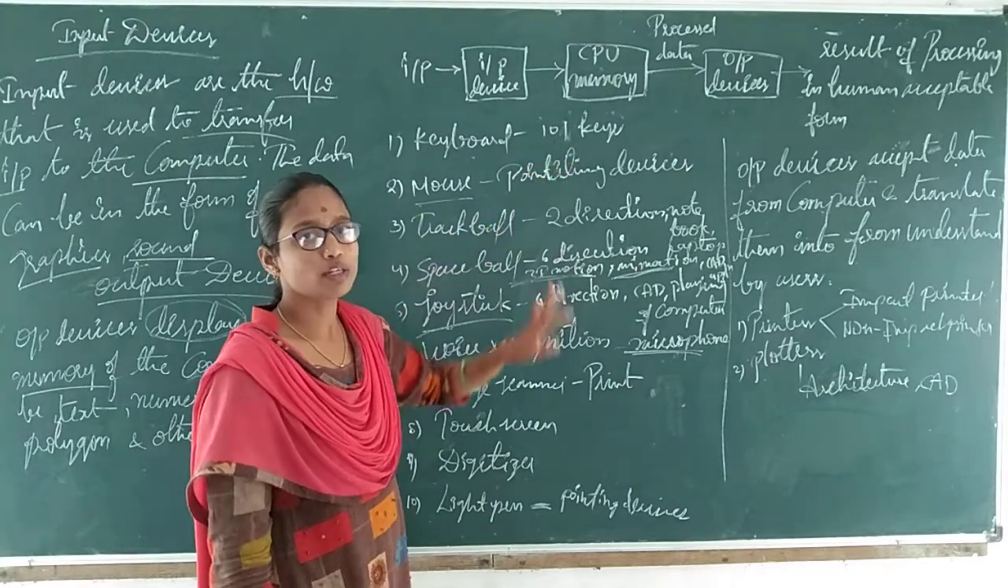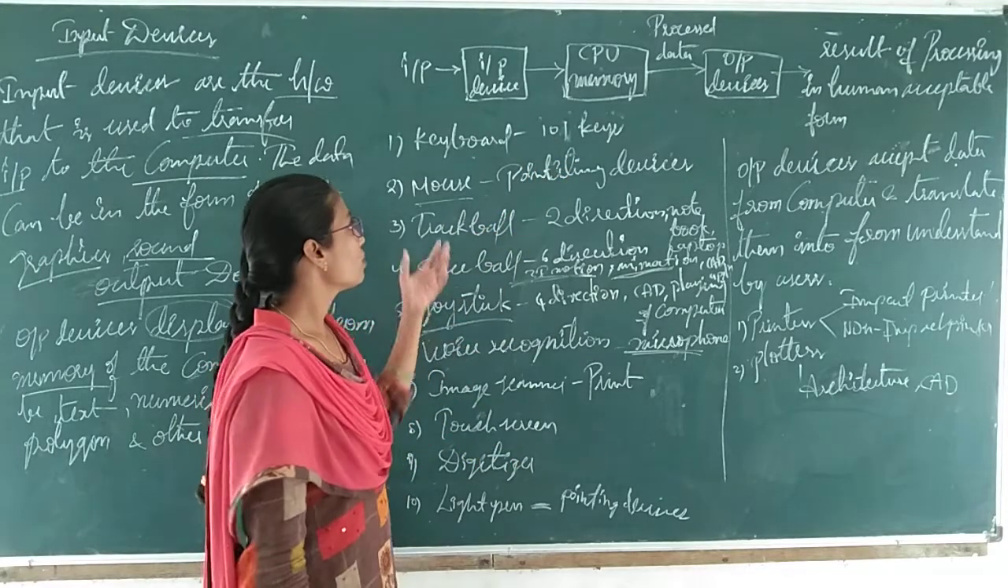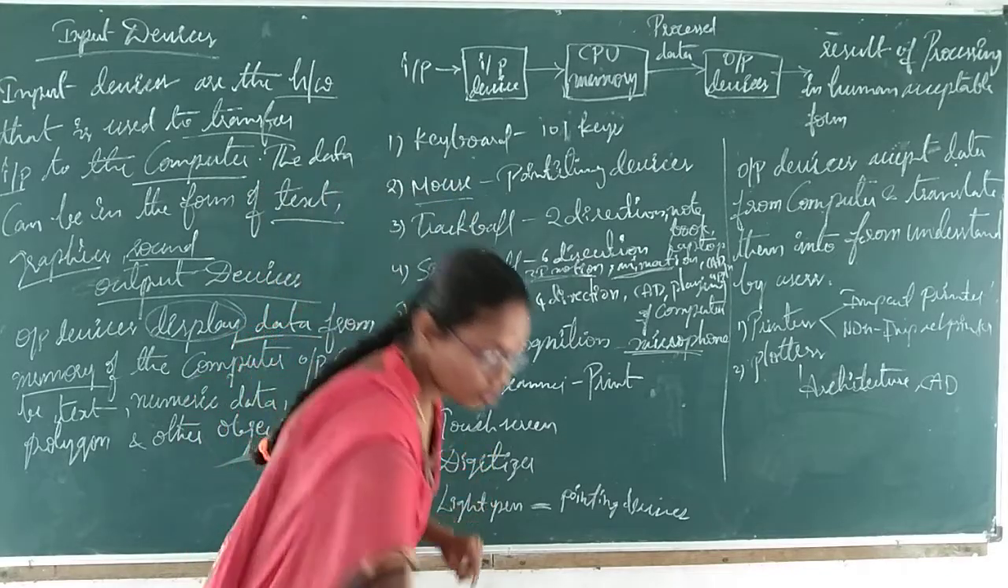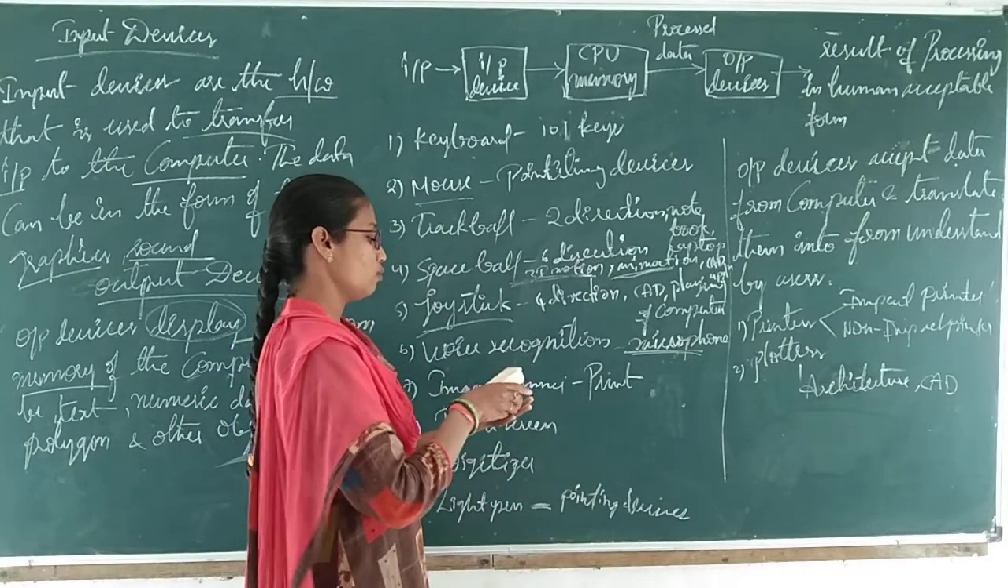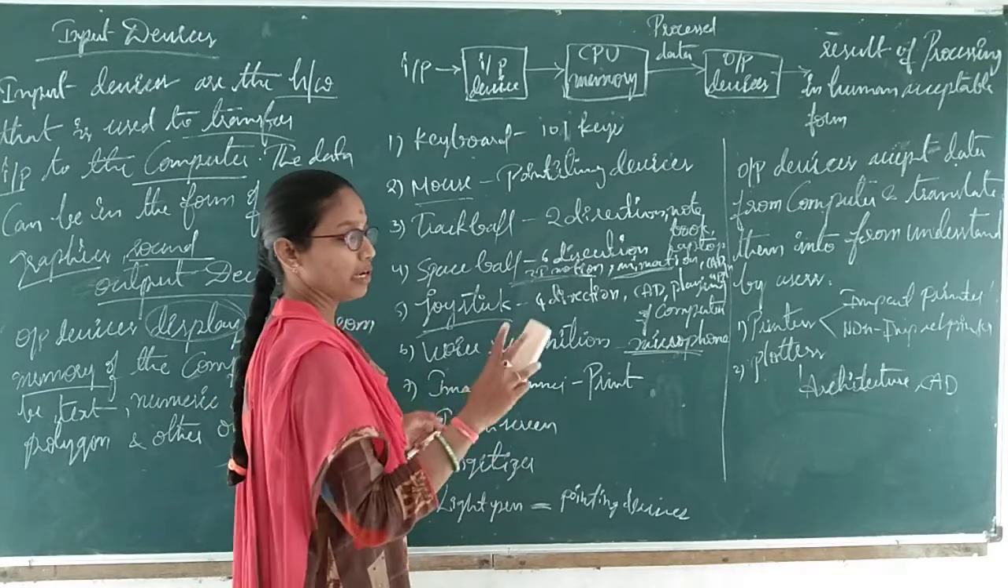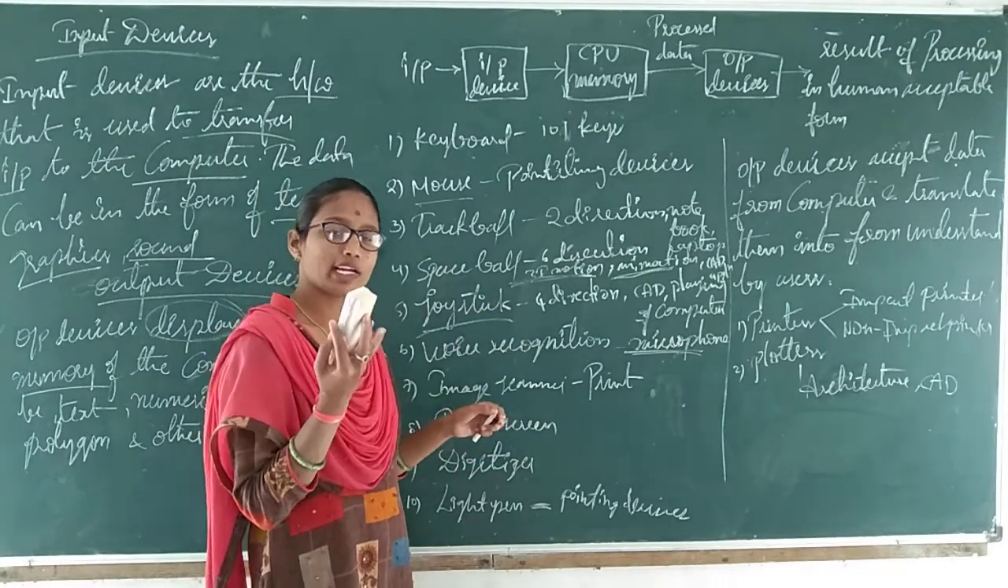101 keys are present in the keyboard, and mouse is a pointing device. Can you remember this? Mouse is having three buttons: one is the left click, the scroll bar, and the right button.